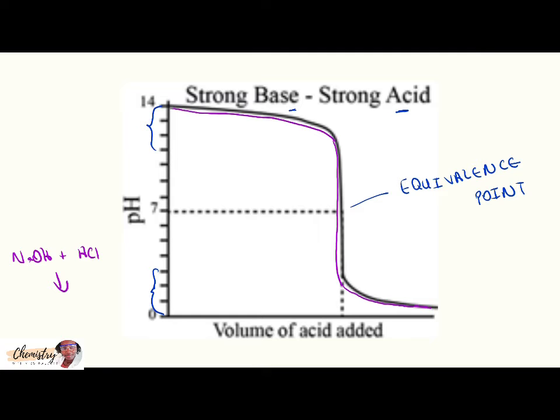This reaction would produce some sodium chloride and water. Now the salt sodium chloride doesn't have any acidic or basic characteristics. So we would notice that at the equivalence point for a strong acid, strong base titration, that equivalence point is at a pH of 7. So for any strong acid, strong base titration, the equivalence point occurs at a pH of 7.